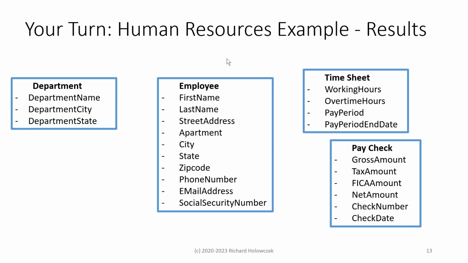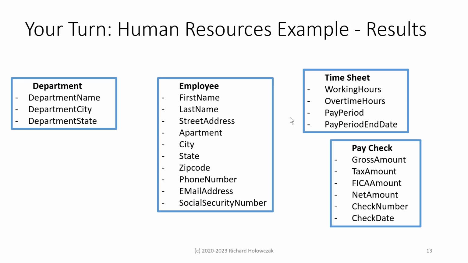Okay, here are some examples for our human resources case. For department, it was suggested that each department has a name and a location, which they suggested would be the city and the state. For a timesheet, we have working hours, overtime hours, and that pay period ending date. Now, it's perfectly acceptable if you were to write this as hours working, or hours overtime, or end date of pay period. That's perfectly acceptable.